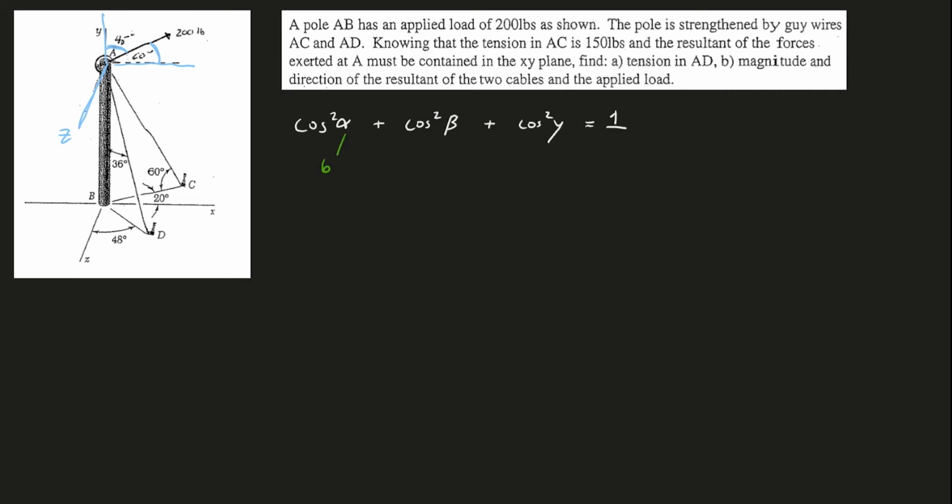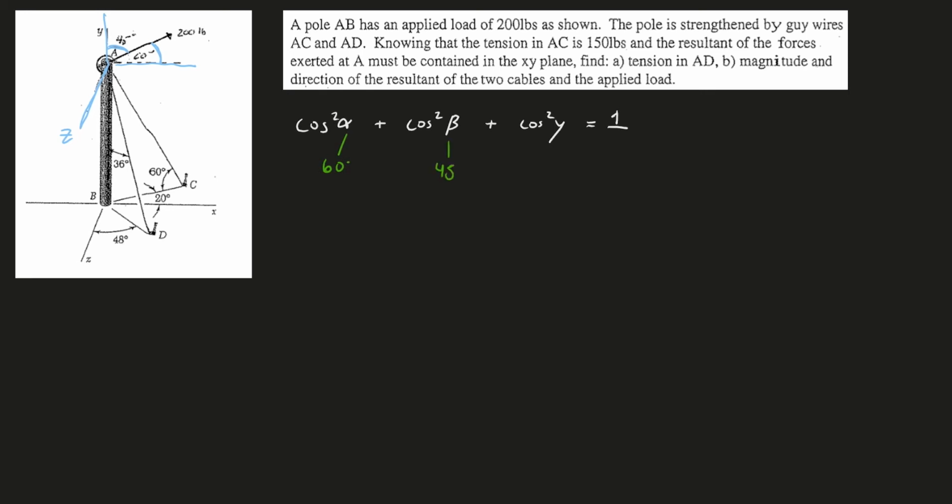Alpha is 60 degrees, beta is 45 degrees. Yeah, this is a 45 right there. Alright, so if we do this math, we'll get our gamma. But you have to be careful, because when you work that algebra, you get down to this. And of course we have to take the square root, which means we're going to get a plus and minus version.